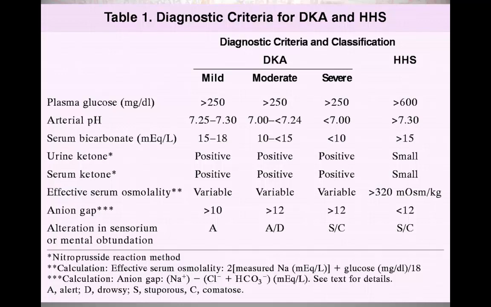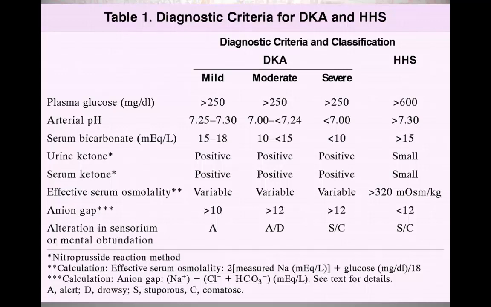So to compare, for DKA, I know there is mild, moderate, severe, but for DKA, the glucose tends to be less than 600. Never reach that. And in HHS, it tends to be more than 600. The arterial pH, since there is more ketosis, more lactic acidosis, more cell death, DKA would have a high degree of metabolic acidosis. So if you look at the pH, it is between 7 to 7.20.